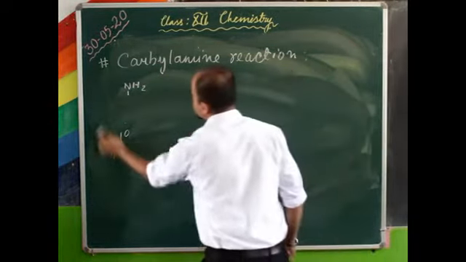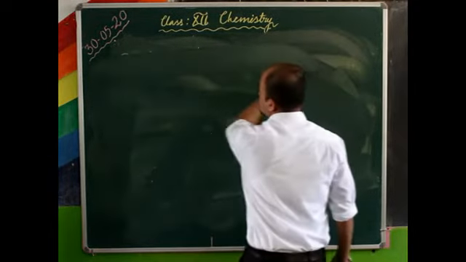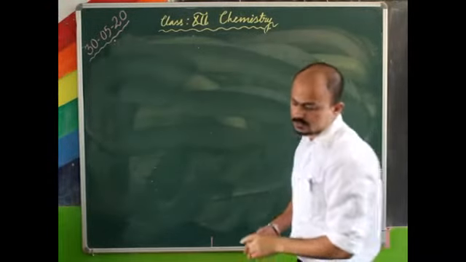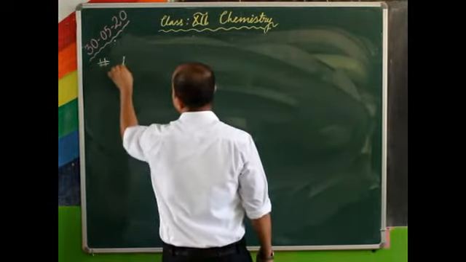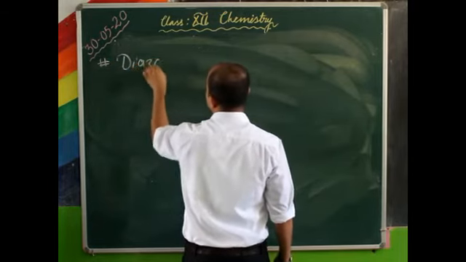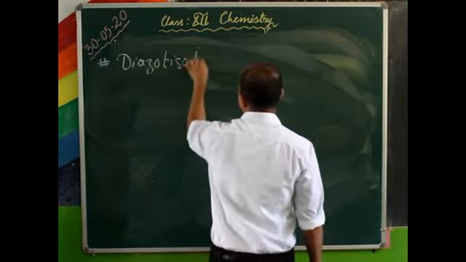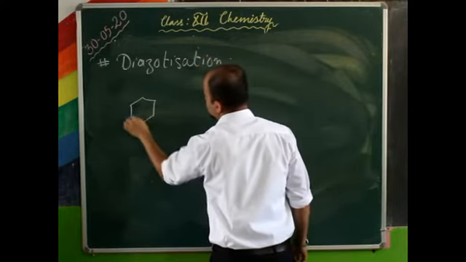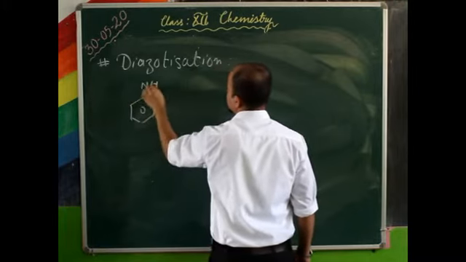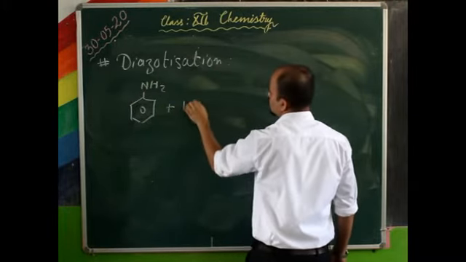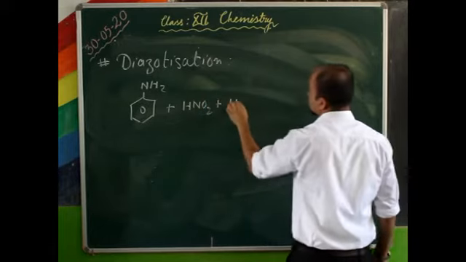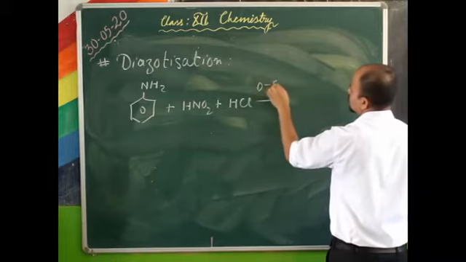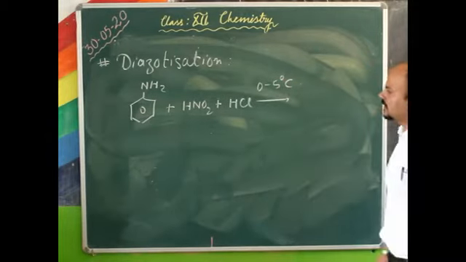Okay? Now, the next reaction is the diazotisation reaction. In the first chapter of your organic section, we have discussed the diazotisation reaction there. So in the diazotisation reaction, aniline, whenever it is treated with HNO2 and HCl, and the temperature has to be between 0 to 5 degrees centigrade, okay? What will happen?